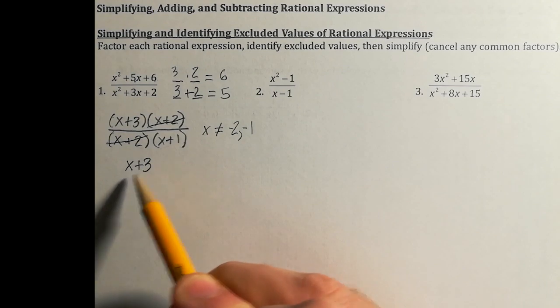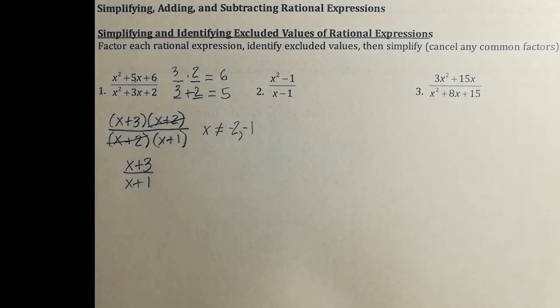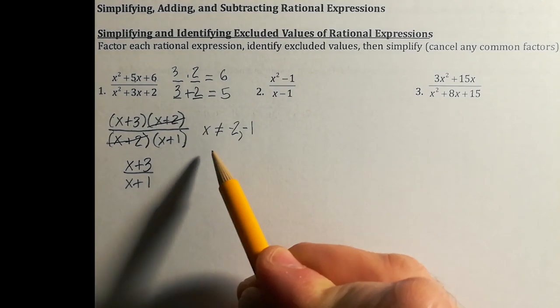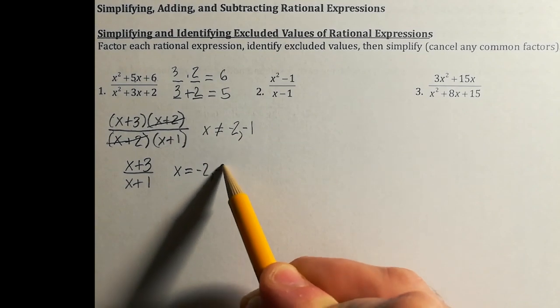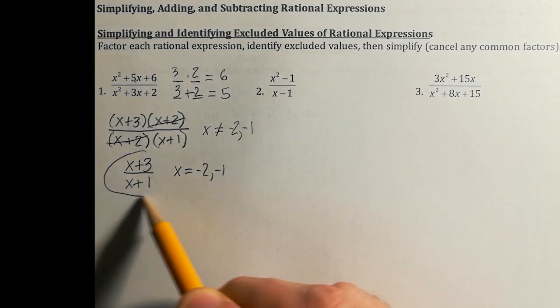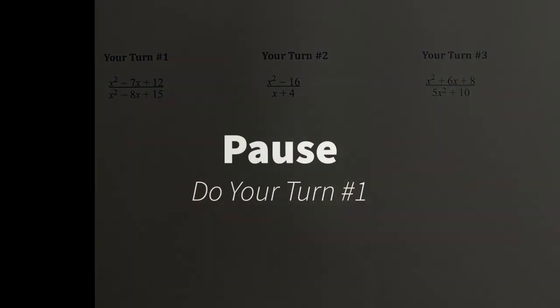We don't need to write the parentheses anymore because neither the factor in the numerator nor the factor in the denominator is multiplied by anything else. So that is our answer. And along with the answer are the excluded values. So you want to include that in the answer. It's just one big thing here. Okay, so that's how that works. All right, why don't you guys give your turn number 1 a shot?